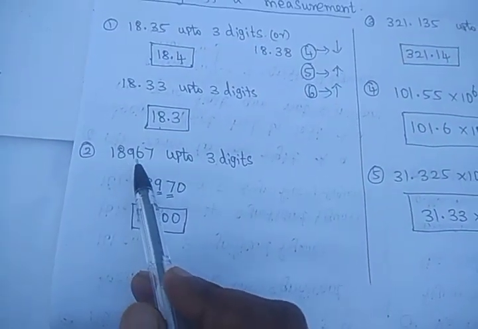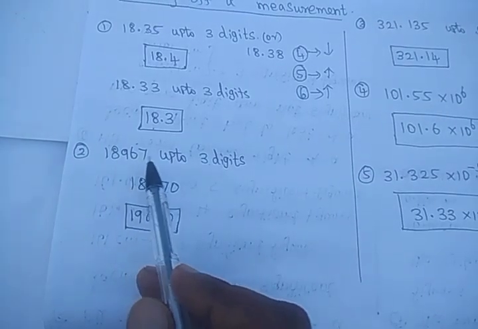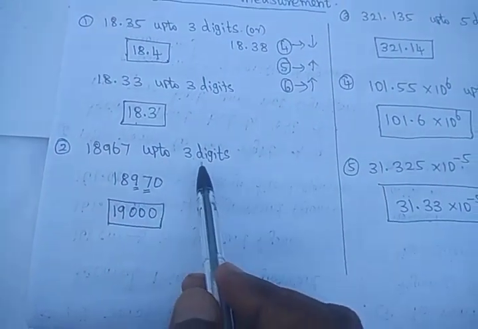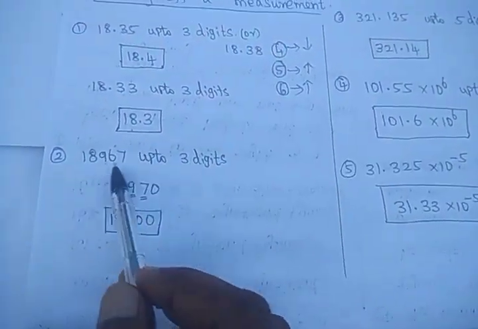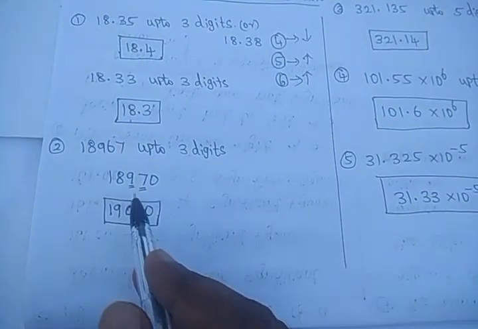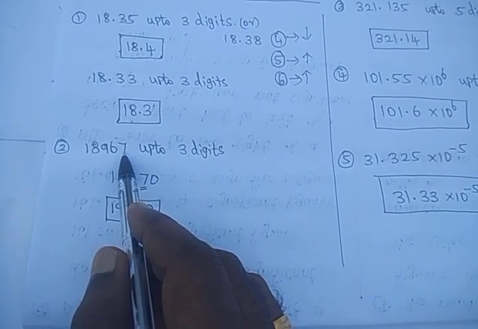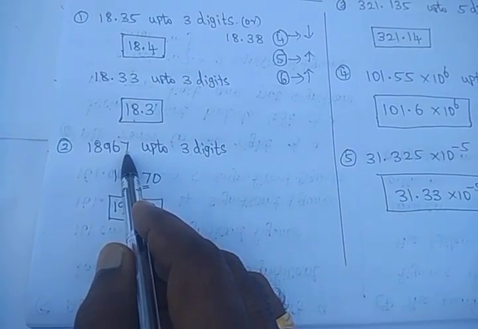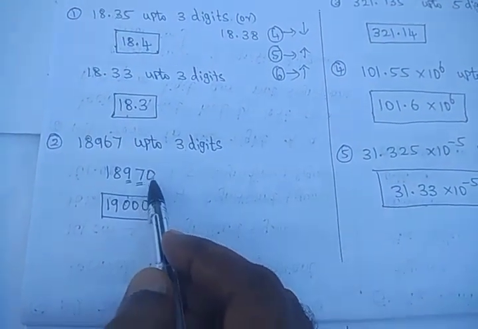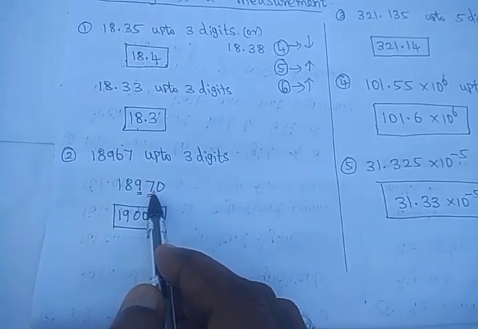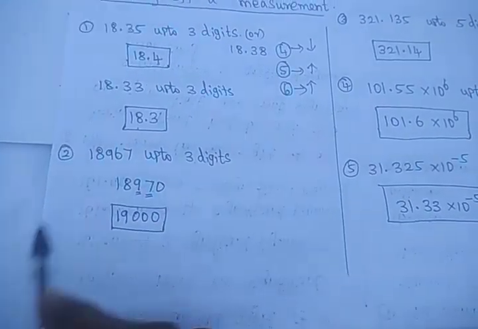18,967. We have to round off up to 3 digits. So we have to round off these things up to 3 digits. Now you have to see the last digit, 7. 7 is greater than 5, so we have to increase one number, this one. So it will become 0, and 6 will become 7, and 9, 8, 1.